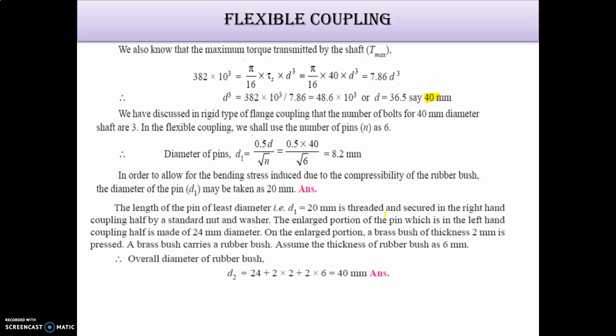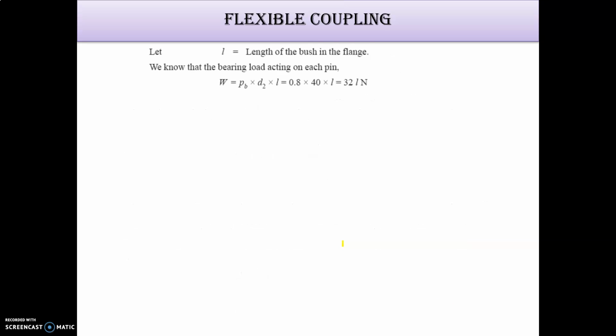So it is taken as 20 mm. So d1 is 20. So small d2, that is the larger diameter, that is the enlarged portion of a brass bush of thickness 2 mm, and all these things we can consider. So for that it is 40 mm. So flange will have 40 mm at left side, and right side it is 20 mm. Now capital D1 will be what? 2 times this small d plus d2 plus 2 into 6. So we will get 132 mm here. So capital D1 is 132 mm.